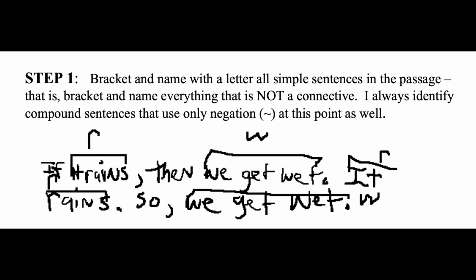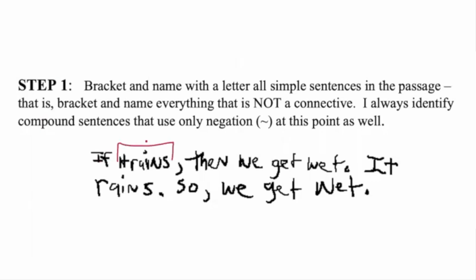So you can see here for it rains, we've bracketed it and we've named it with the letter R. For we get wet, we've named it W. And the if-then, that's one of the connectives. It rains is named R because we already named it R. So we get wet, well, we already named we get wet W.